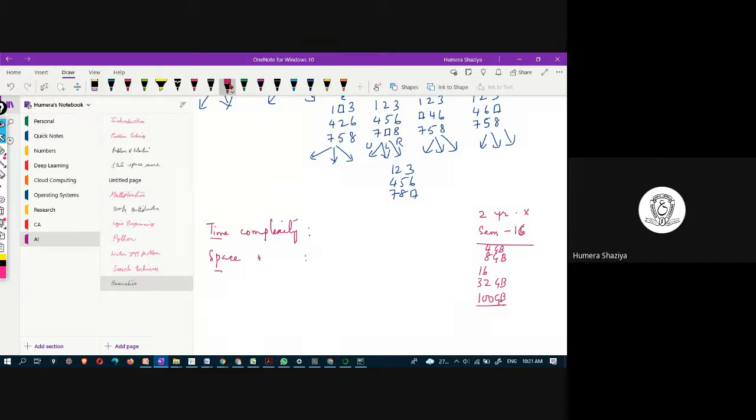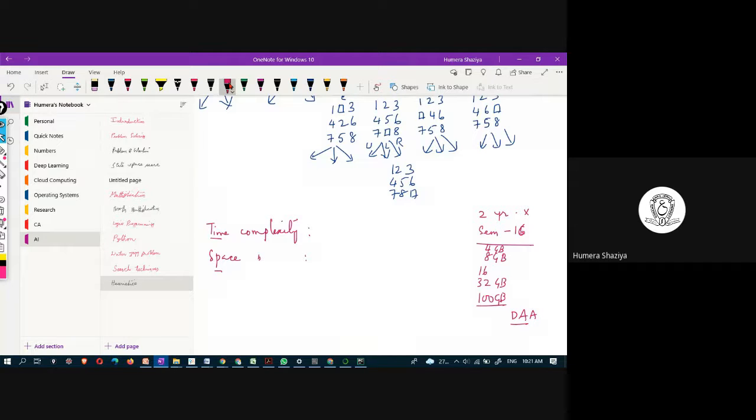Therefore, time and space complexity has to be assessed for every algorithm. That's why you are learning a very important subject known as DAA. In this subject, for every algorithm, you have to solve and obtain the time and space complexity to compare the algorithms and to state which algorithm is better than the other.